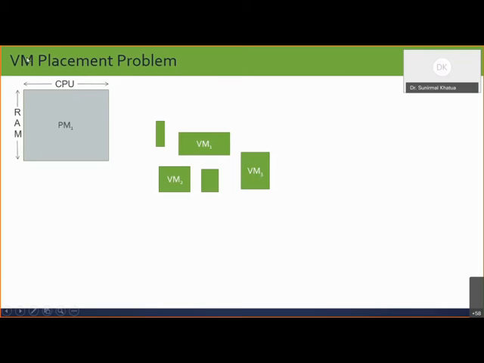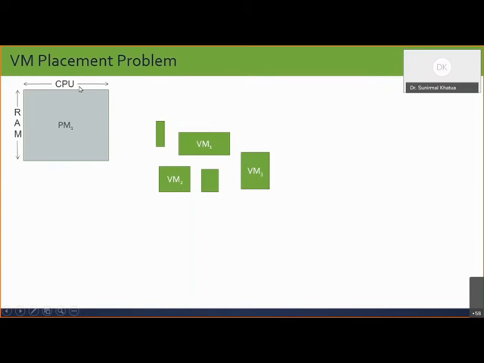Now, to understand how the cloud service provider places those VMs: they have some physical machines, and they have requests for lots of virtual machines from users. Those virtual machines need to be launched inside some blade server or the physical machines they have. So how do they take the decision to place those virtual machines? We call this problem the VM placement problem.